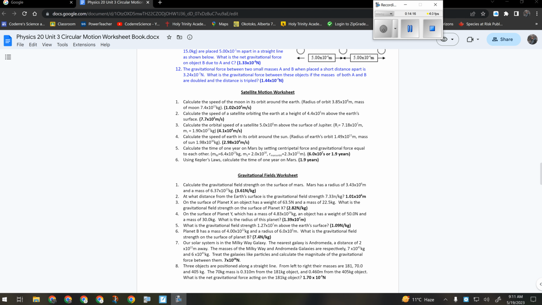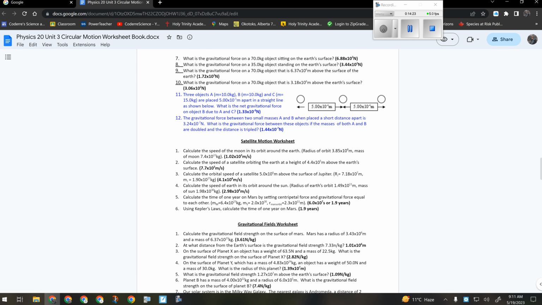Question number 11 in the gravitation one. It's the 3 objects, kind of like Earth, Moon, and Sun. Question like that. I want you to do that one, and let's say 2, 4, and 5 from the satellites, and number 11 from the other one.